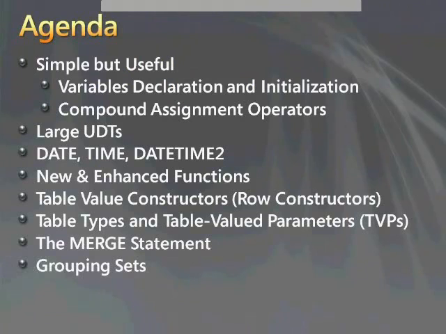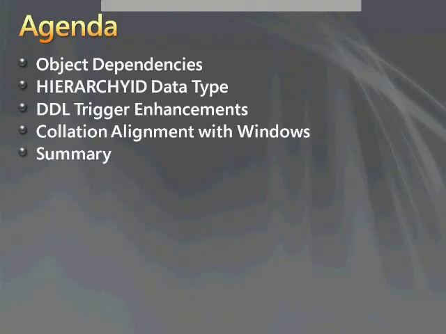The agenda of this presentation includes talking about simple but useful features in SQL Server 2008, large UDTs, the new data types datetime and datetime2, along with the new and enhanced functions using datetime2 precision, table value constructors, also known as row constructors, table types and table valued parameters, that is TVPs, the merge statement, grouping sets, object dependencies, the HIERARCHYID data type, DDL trigger enhancements, and collation alignment with Windows.